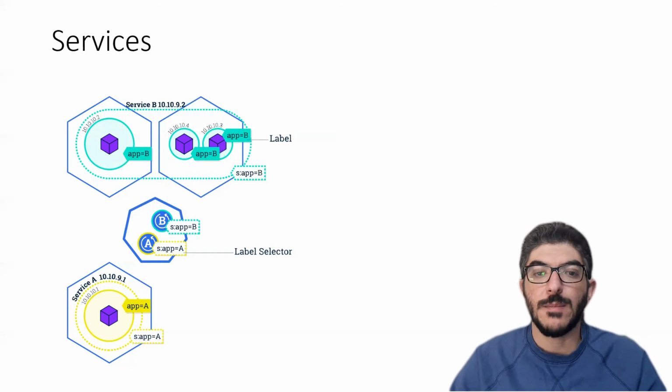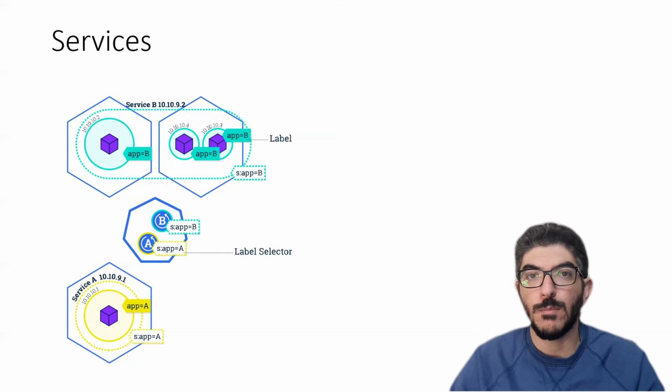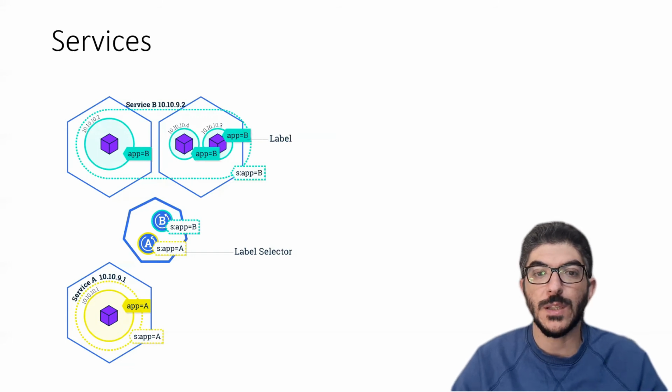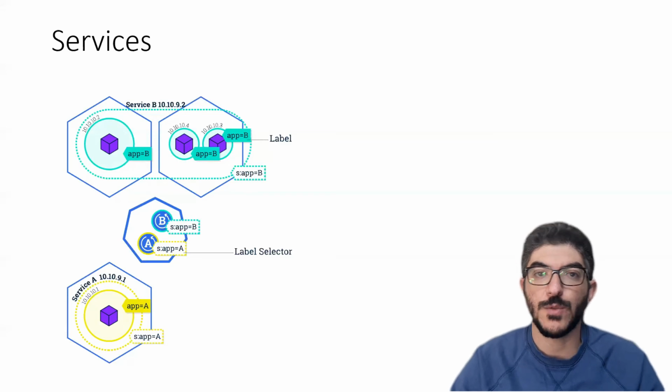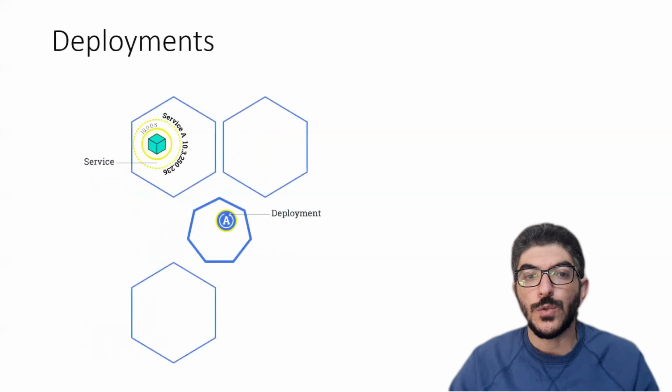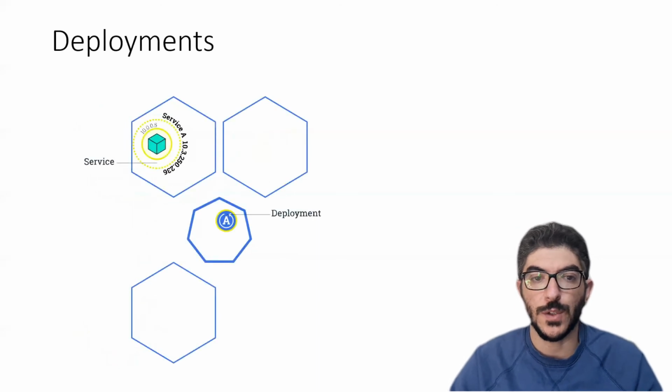Now I create the service once and I don't have to worry about it anymore. When I have 3 pods with label B, if I change this replica set and I create 5 pods now, the service will automatically route to those 5, because it knows to look for the pod with that label. So the label is a powerful concept. It allows us to select pods and assign them to services. Now let's go to a higher level concept, which is deployments.